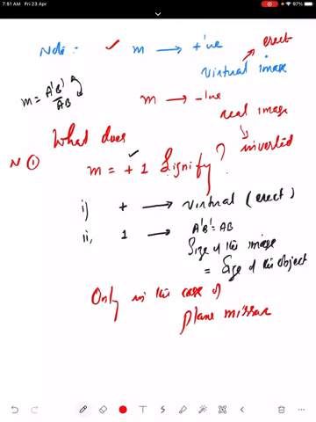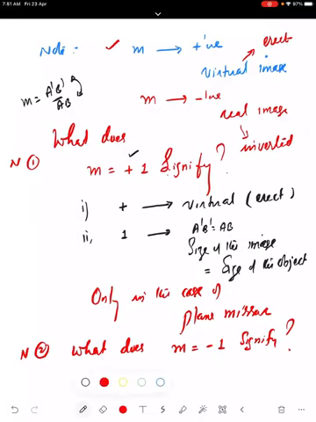Now I am going to write second point, numerical number two. What does M equal to minus 1 signify? And explain the type of mirror and the condition for this. So M equal to minus 1. When you hear minus 1, the minus sign shows that it is a real image. So it is inverted image.